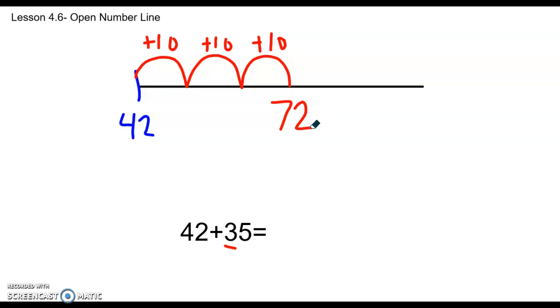Next, I'm going to look at the number in the ones place. That number in the ones place is a 5. That 5 has the value of 5 ones. Now we are going to make smaller jumps of ones, 5 ones starting here at the 72. Plus 1, plus 1, plus 1, plus 1, plus 1. And here you can see I have 5 ones.